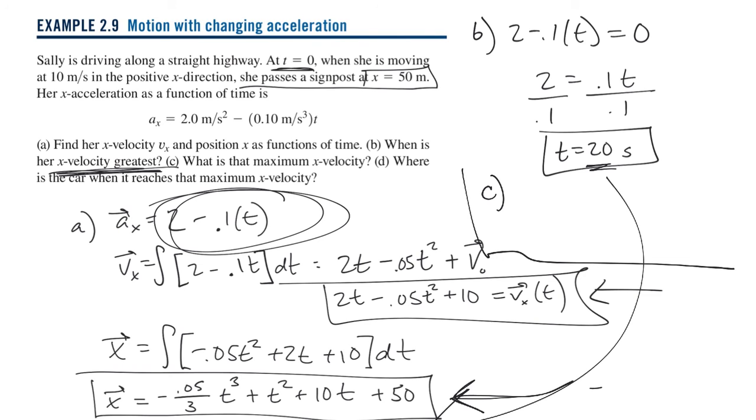So that would be negative 0.05 divided by 3 times 20 cubed plus 20 squared plus 20 times 10 plus 50, which is a fun thing to type into a calculator. And after you do type it into a calculator, you should end up with 517 meters or thereabouts.